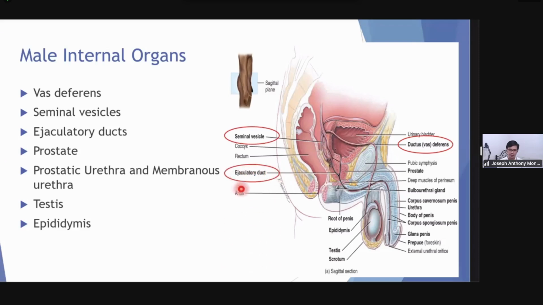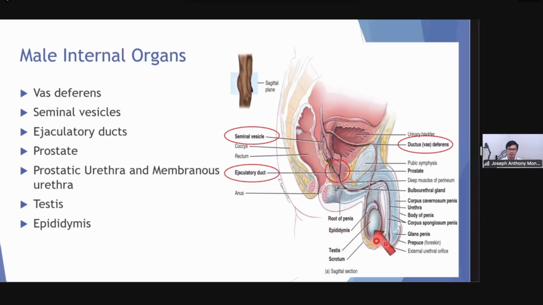Okay, as you can see here, the ejaculatory duct pierces the posterior aspect of the prostate, and that pathway that it pierces will now become your prostatic urethra. From the name itself, the urethra that is seen within the prostate is the prostatic urethra, and just below it, it will now become your membranous urethra.